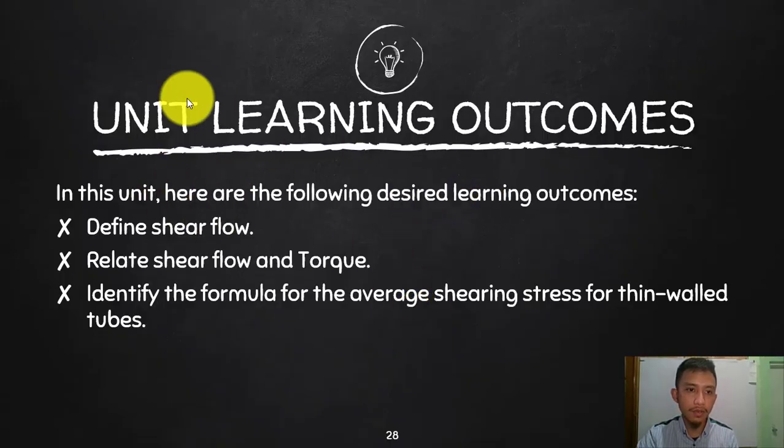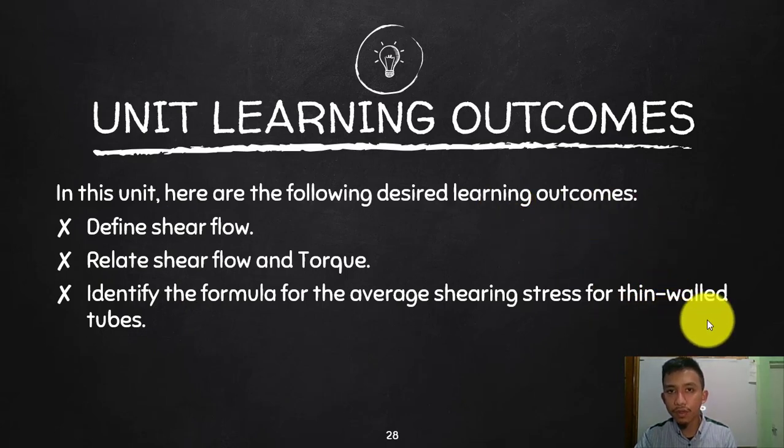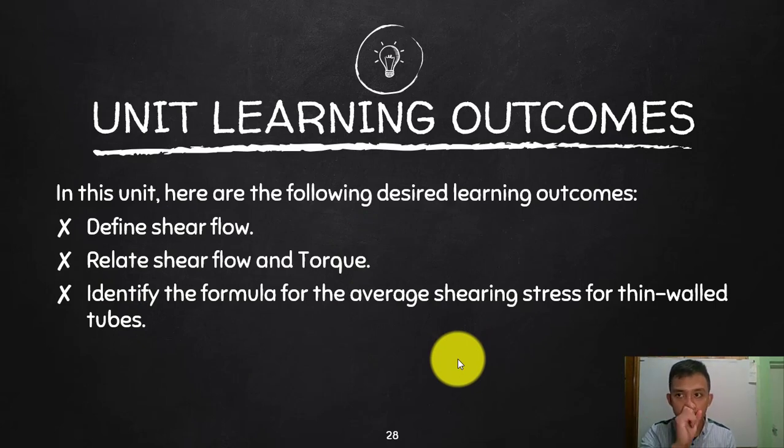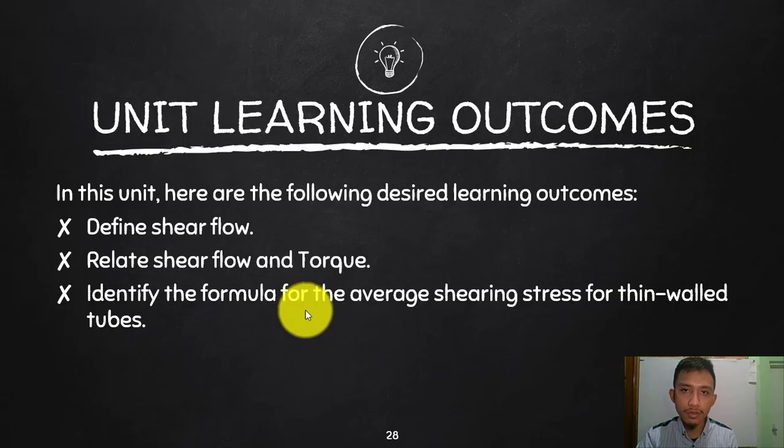So in this unit, we will define what is shear flow, relate shear flow with torque, okay, and then familiarize ourselves with the formula of the average shearing stress for thin-walled tubes. So we are now going to focus our attention on the effect of torque or torsion on thin-walled tubes. Okay, so if you say tubes, that is a hollow, and then the wall thickness of the material is very, very thin. So we can classify that one as thin-walled tubes.